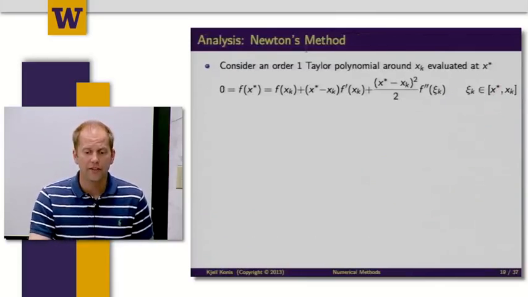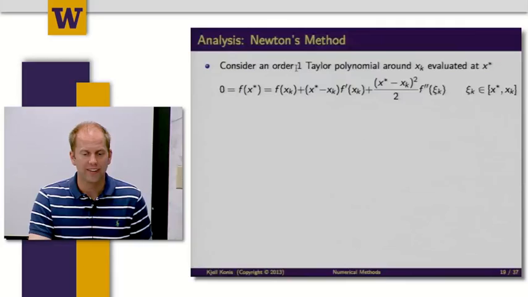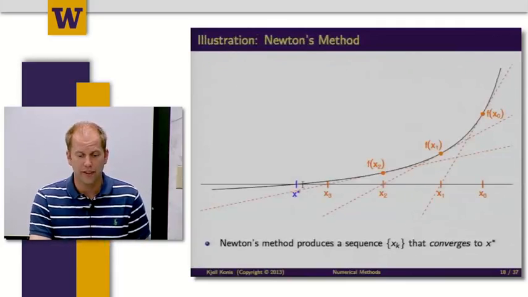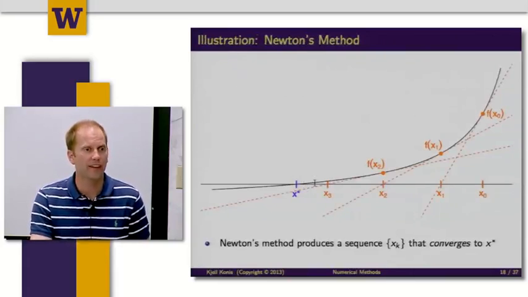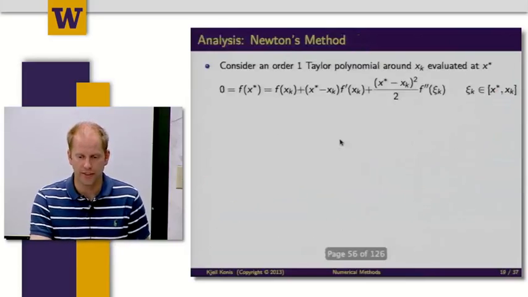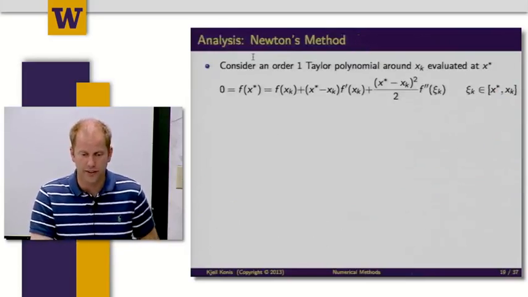But the reason that Newton's method is really popular is that once we get within a certain neighborhood of x star, we get a very nice theoretical property for how fast Newton's method will converge to the true value x star. So I'll go through that quickly here.